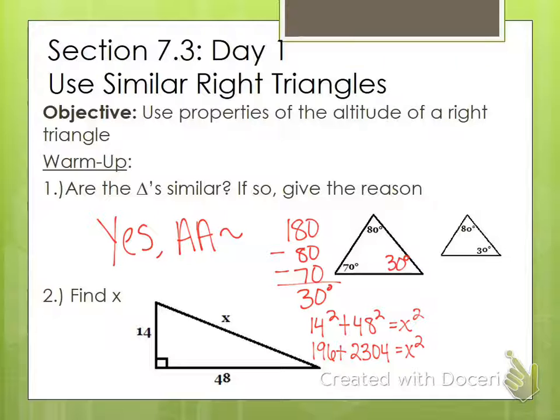When we add them together, 2,500. And then in order to get x all alone, square root both sides. We get 50. Which means that these side lengths are a Pythagorean triple. They're actually the second multiple of a 7, 24, 25 triangle. That would have been in our notes a couple days ago. Questions, concerns, need more time with the warm-ups?